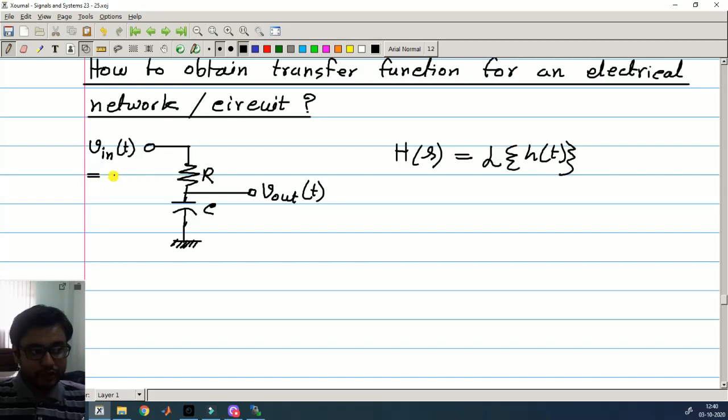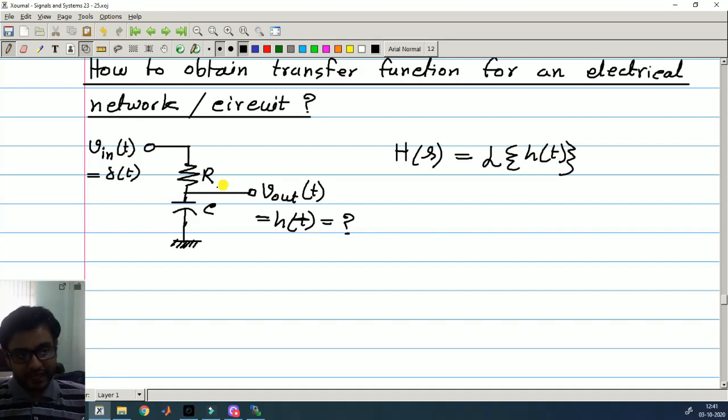So let me give delta t as the input. Yeah, this is a thought experiment, of course. Otherwise an ideal delta t is not available in the laboratory. So assume delta t is given as input, then the output will be by definition Ht, or whatever output we get, that is our Ht. Now the input is known, we have to calculate the output, then we can take the Laplace transform.